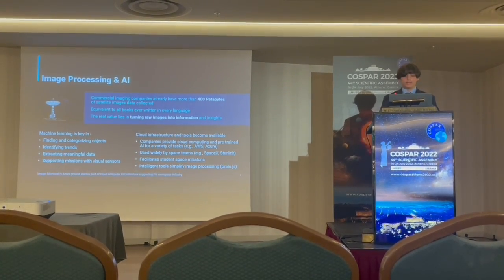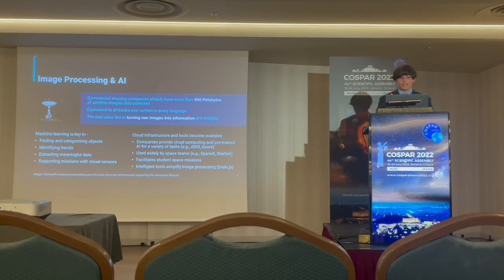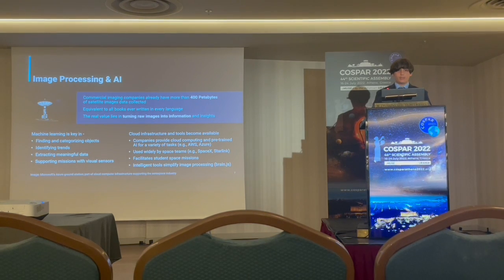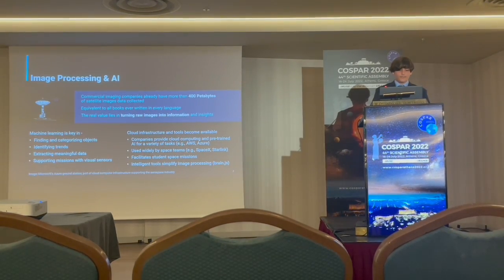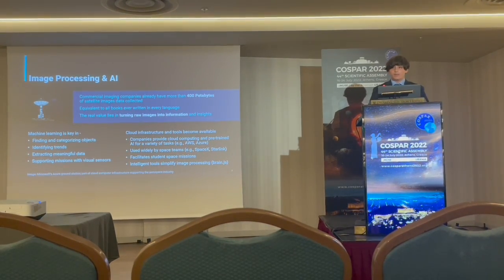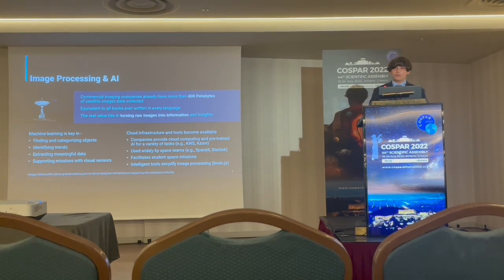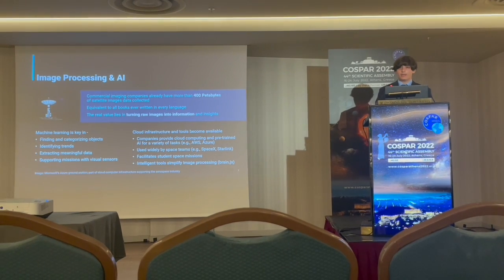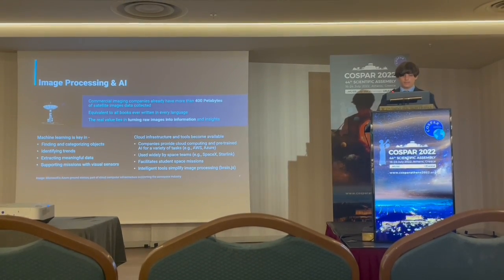Machine learning here is key in finding and categorizing objects, identifying trends, extracting meaningful data, and supporting machines with visual sensors. A few years ago, some machine intelligence software was actually able to discover thousands of new stars based on trends taken from images of space.